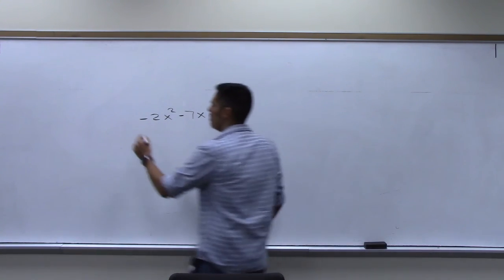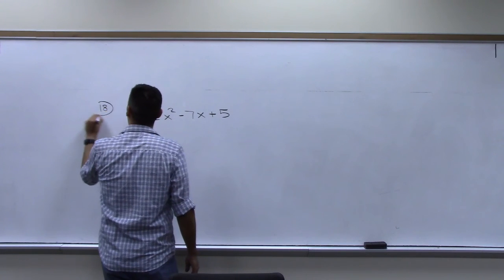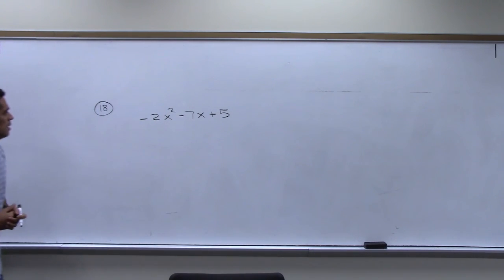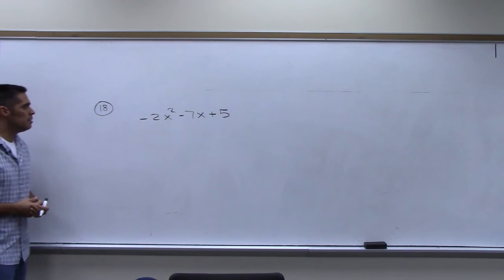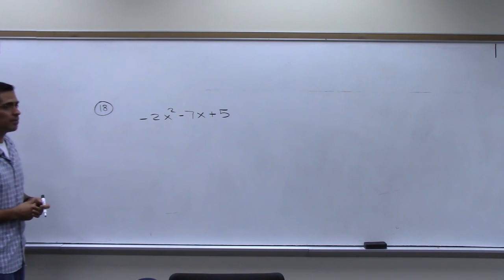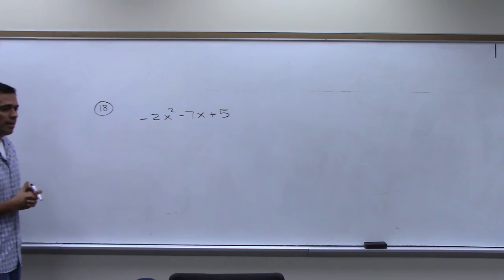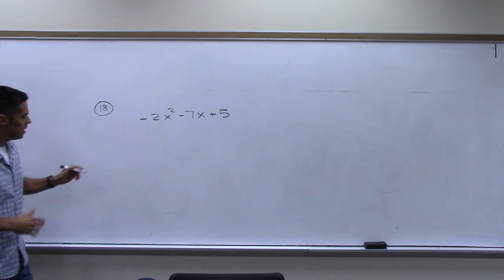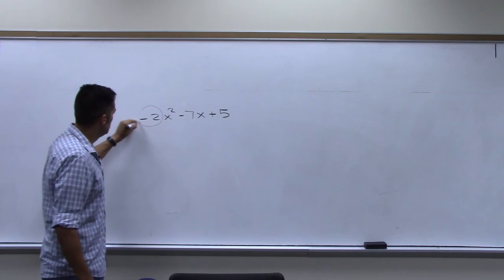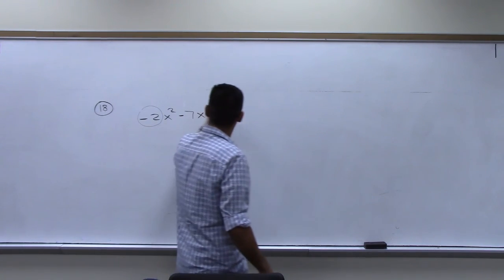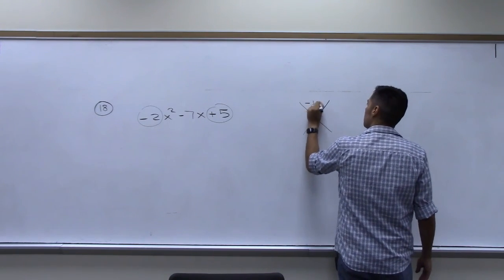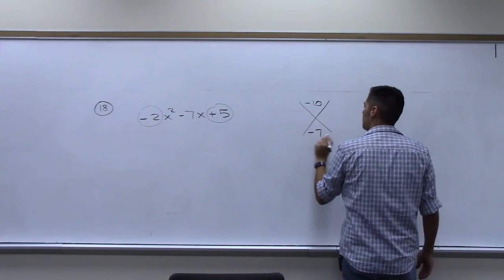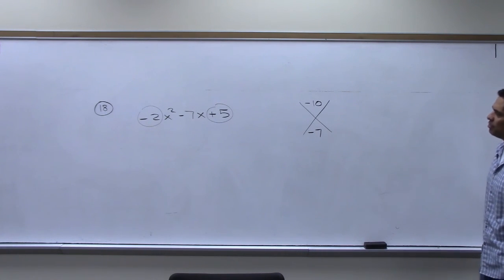This is number 18. And you're asked to factor, right? So first thing we look, GCF, there's no greatest common factor. So we count the number of terms. We have 3 terms. So we're going to try that method where you take the number in front, the number in the back. You multiply those two together. You get -10. Then you look at the number in the middle, -7. And you try and come up with 2 numbers that multiply to be -10 and add up to be -7.